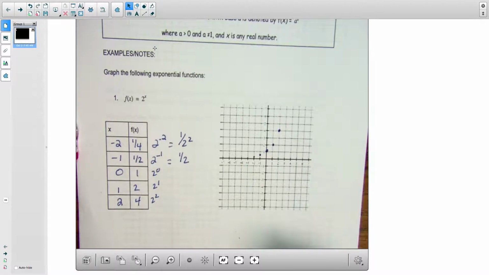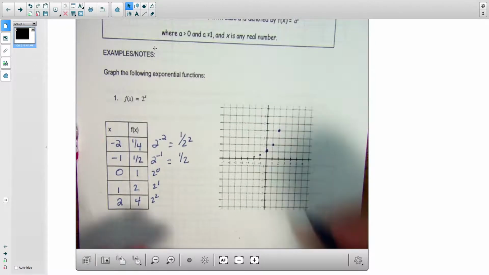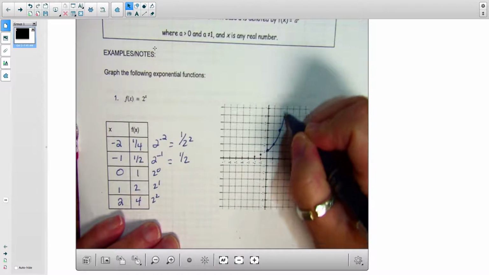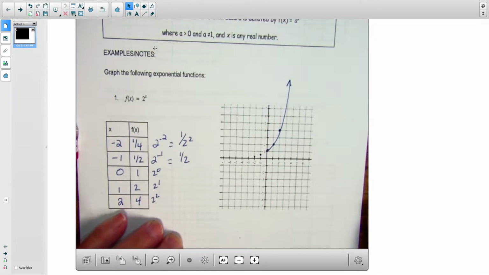So what's going to happen on the right side of 0? As I make x bigger and bigger and bigger, what's going to happen to y? It's just going to get bigger and bigger and bigger.